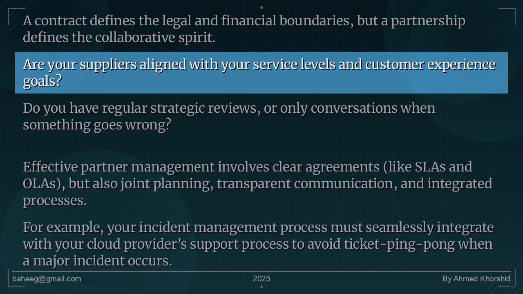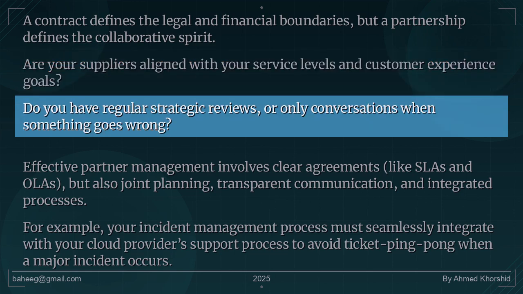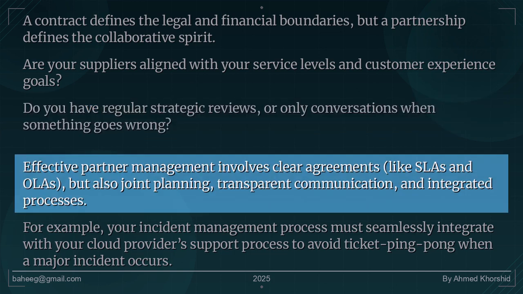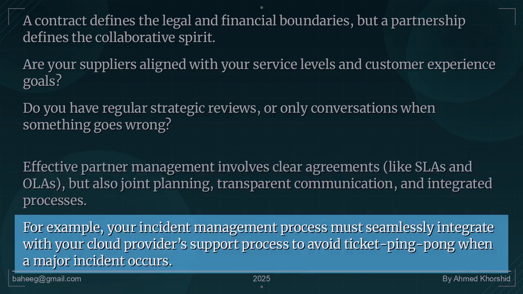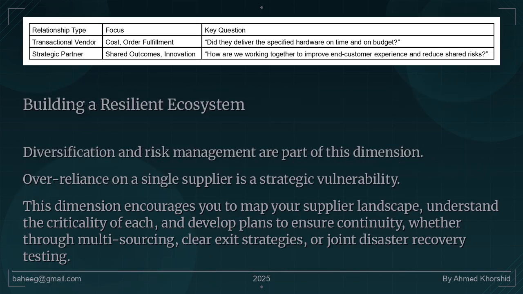Are your suppliers aligned with your service levels and customer experience goals? Do you have regular strategic reviews, or only conversations when something goes wrong? Effective partner management involves clear agreements like SLAs and OLAs, but also joint planning, transparent communication, and integrated processes. For example, your incident management process must seamlessly integrate with your cloud provider's support process to avoid ticket ping-pong when a major incident occurs. Relationship type, focus, key question.